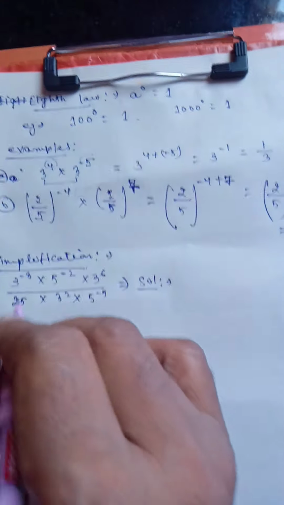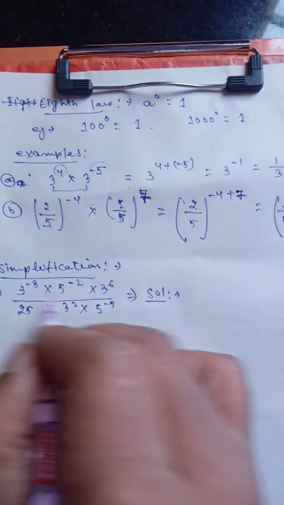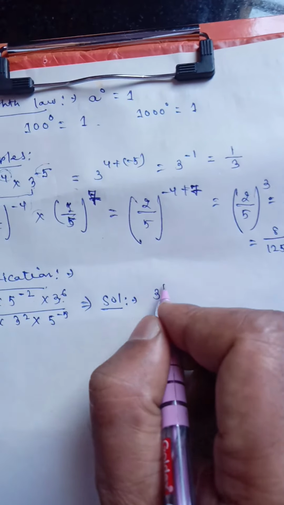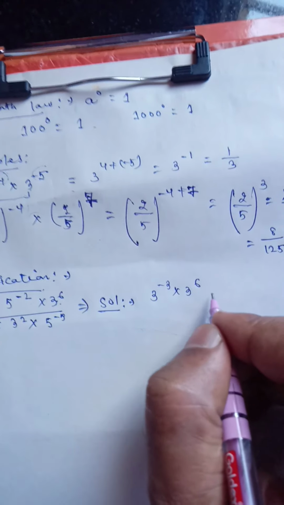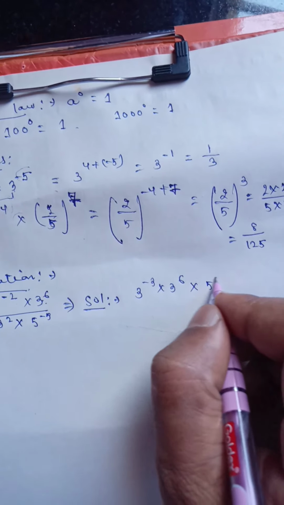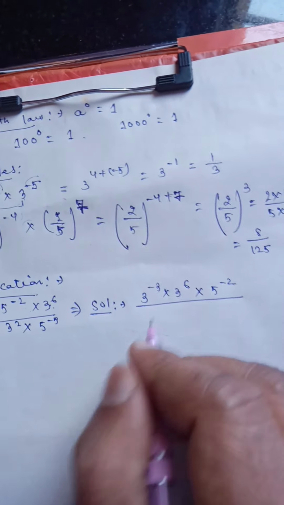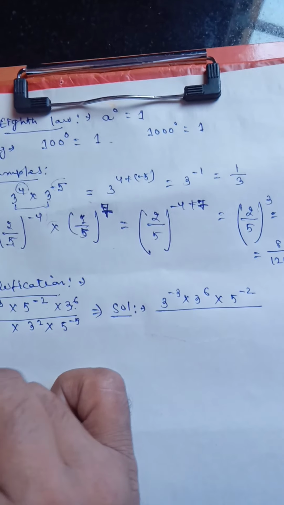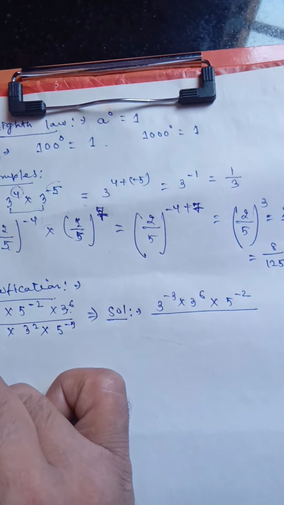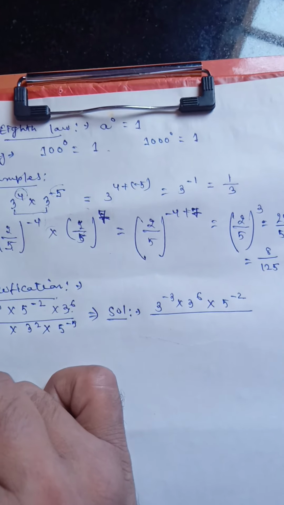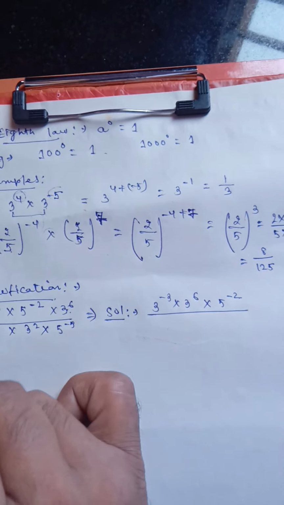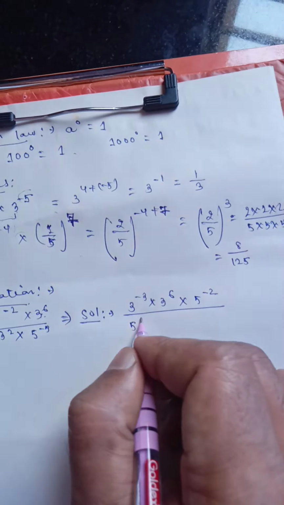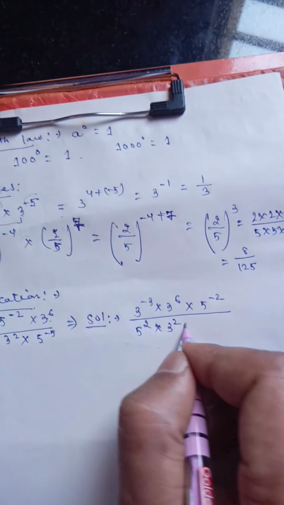As you know that these two bases are the same, so you write these bases together. 3 to the power minus 3 into 3 to the power 6 into 5 to the power minus 2, upon... you just convert this number into exponential form. If you factorize this number by 5, you get 5. Again 5 is divisible by 5, you get 1. So 5 raised to power 2 into 3 raised to power 2 into 5 raised to power minus 5.